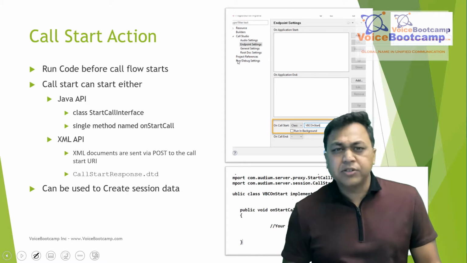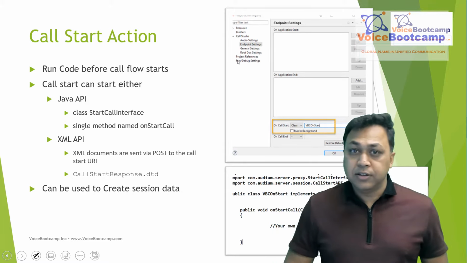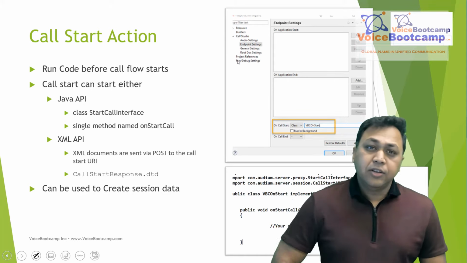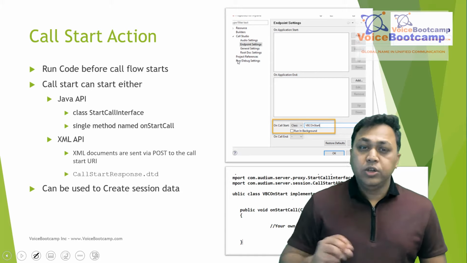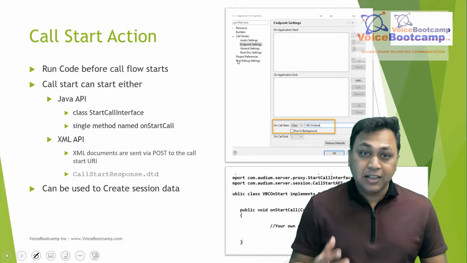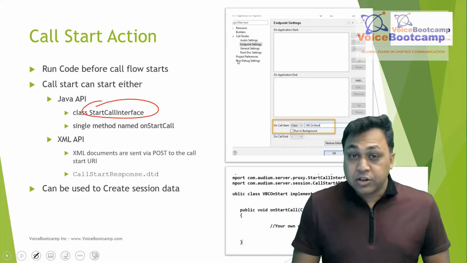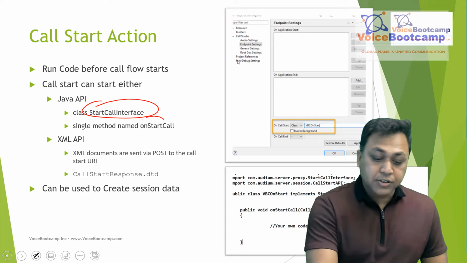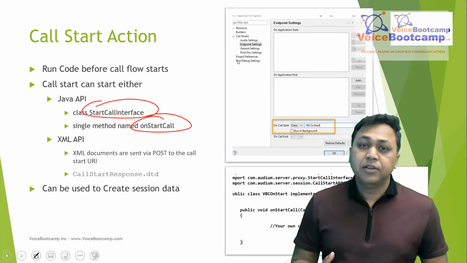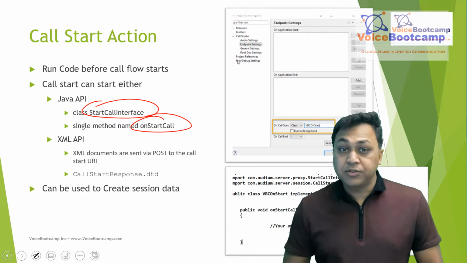But there are situations where you may need to create certain session data before even the VXML script is started. Now the Java API, when we use call start action, is built into Java by implementing a class known as the start call interface. It contains a single method called onStart, which allows you to execute the call start class. This method receives a single argument, an instance of the call start API.